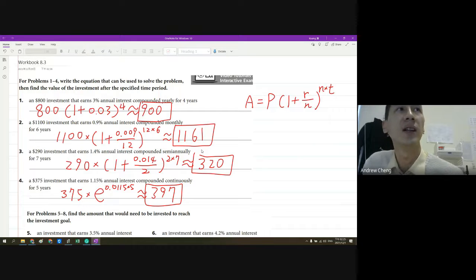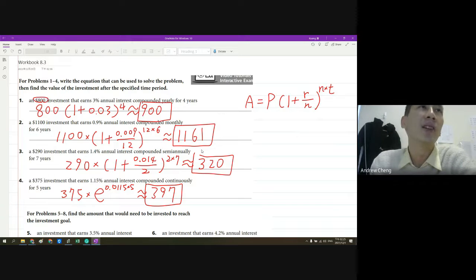Okay, so let's use the first one, question one, for example, an 800 investment. So 800 is the initial money, so this will be P. That earned 3%. Okay, be careful. This annual interest is 3%. However, we need to write it in decimal form. So 3%, you divide by 100, it should be 0.03. So R is 0.03. It's not 3, it's 0.03. So this will be your R.